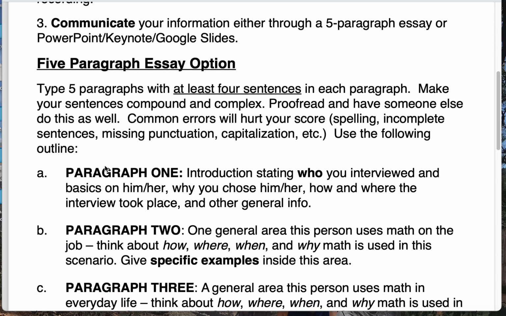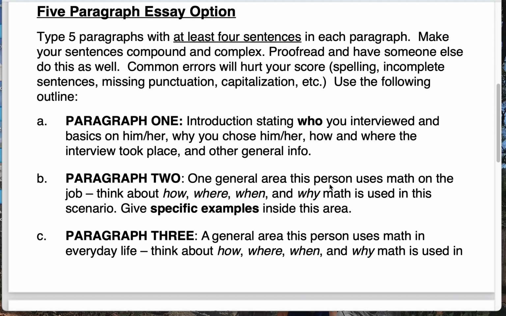Okay, here's your outline. Paragraph 1. It's an introduction stating who you interviewed and basics on him or her, why you chose him or her, how and where the interview took place, and other general info. Okay, so that's just the intro paragraph.